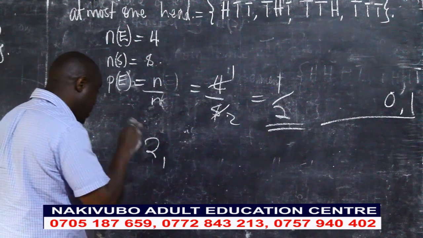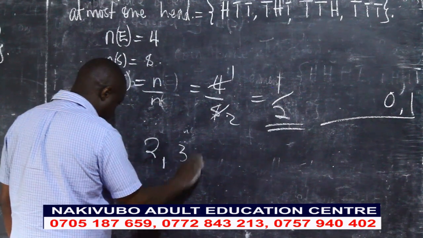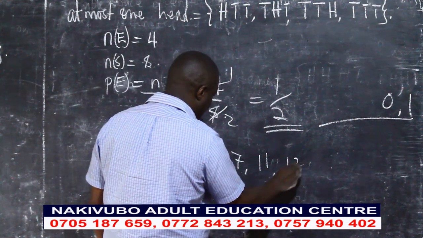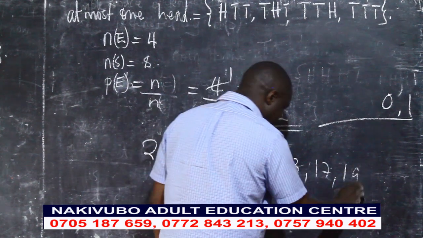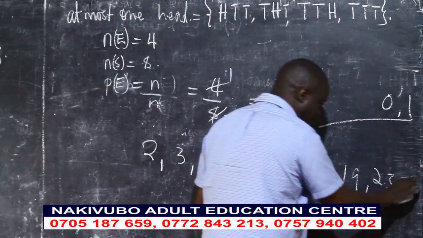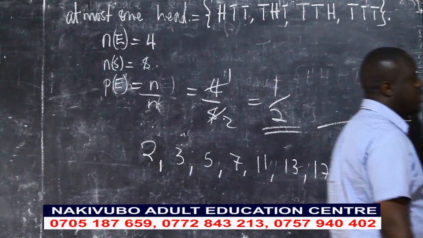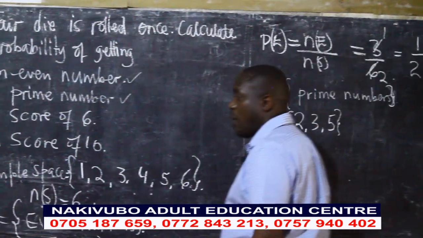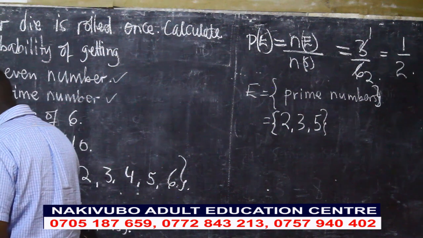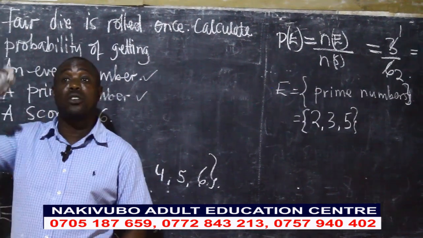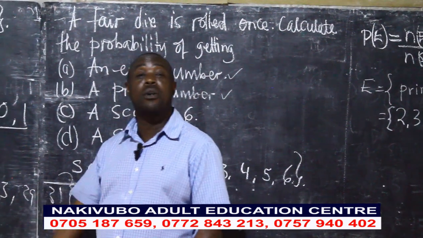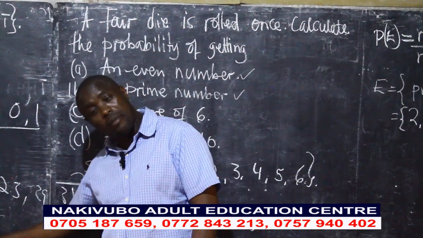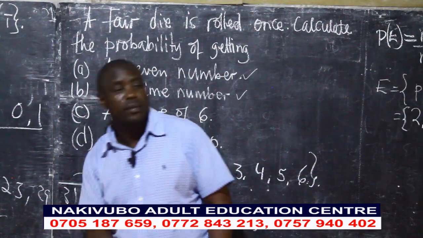Prime numbers are 2, 3, 5, 7, 11, 13, 17, 19, 23, 29, 31. Those are the prime numbers. Why you should put this in your head is because when you are prime factorizing, you will need them. When you are looking for LCM, you will need them. When you are looking for highest common factor, you will need them. Am I clear?